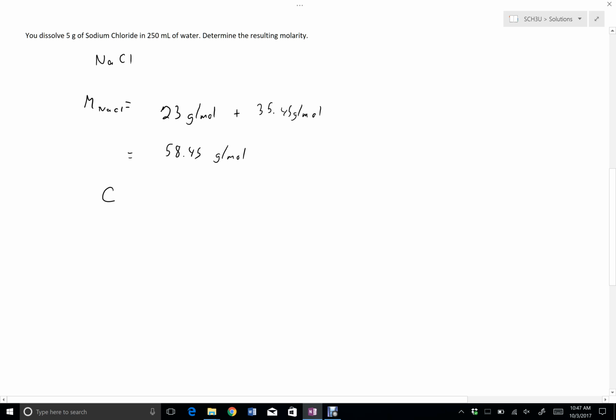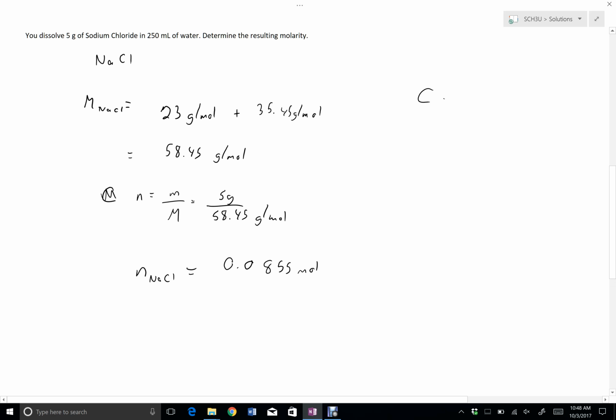So now my concentration, I gotta go to moles first. My moles is going to be my mass divided by my molar mass, which is 5 grams divided by 58.45 grams per mole. So I have 0.0855 moles of sodium chloride.